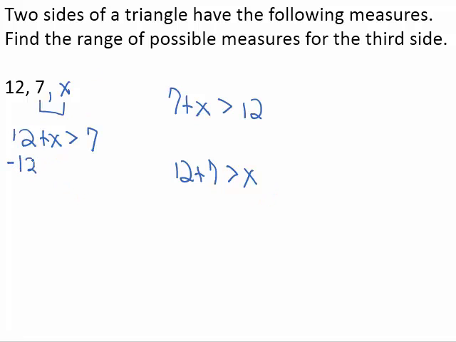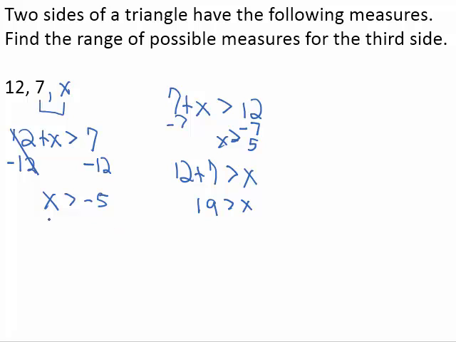So we're going to subtract 12 from both sides on this inequality. So we get x is bigger than -5. Over here we're going to subtract 7 on this inequality, so we're just solving all of the inequalities. We get x is bigger than 5. 12 plus 7 is 19. So over here we have x is less than 19.